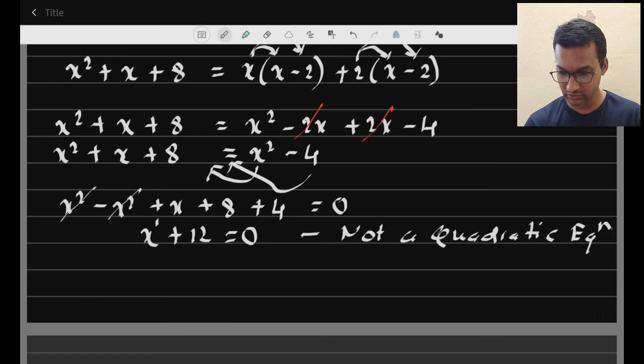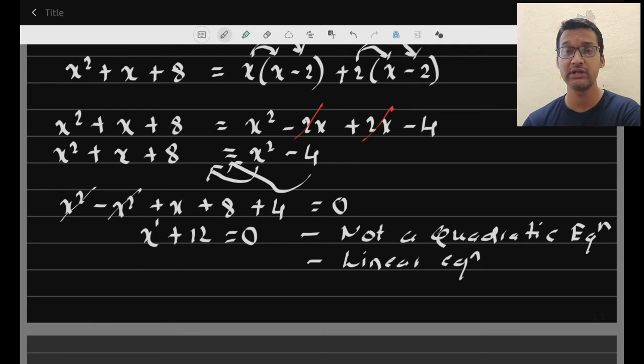This is not a quadratic equation. In fact, it is a linear equation. Linear equation means the highest power is 1. When the highest power is 1, we call it linear equation. When the highest power is 2, we call it quadratic equation. When the highest power is 3, we call it cubic equation. So this is a linear equation.